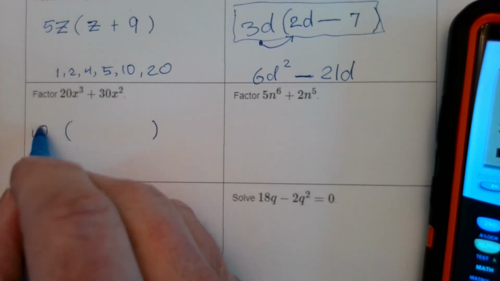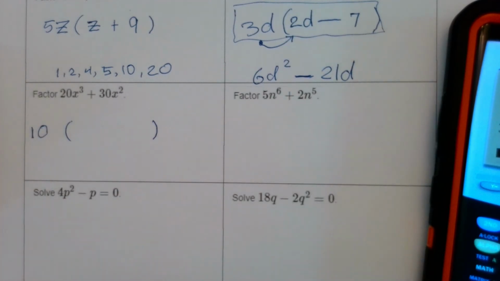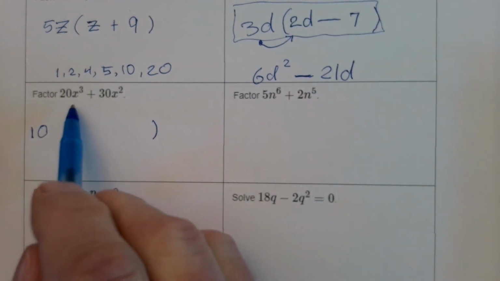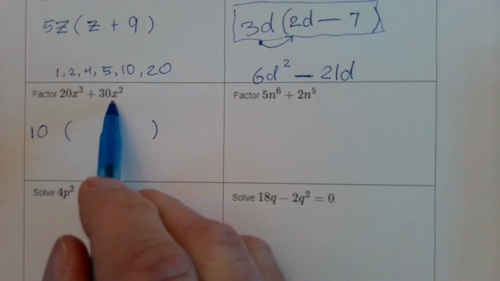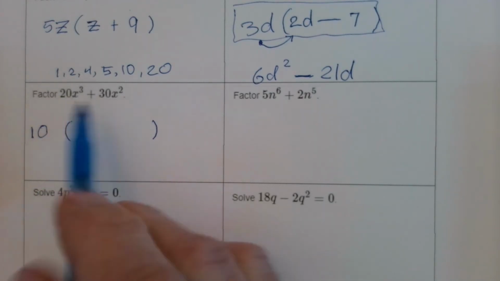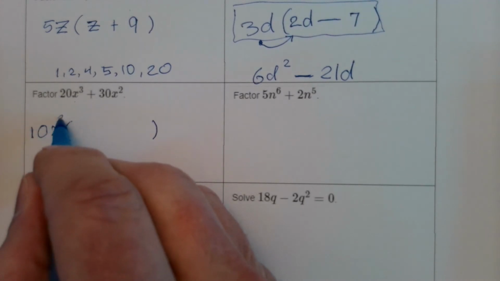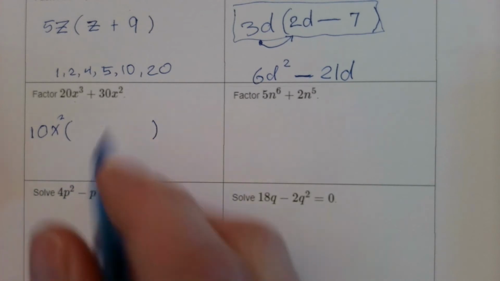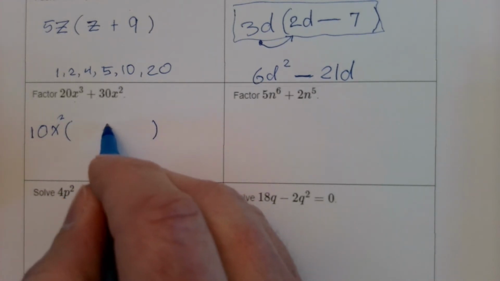10 comes outside. And this time I do something you haven't seen yet today, which is there are 3 factors of x here: x, x, x. There's 2 factors of x here. So this has more x factors than this, but they both have at least 2, and that means you can take x squared out. So that's the greatest common factor with variables that'll come out of each term of the binomial.